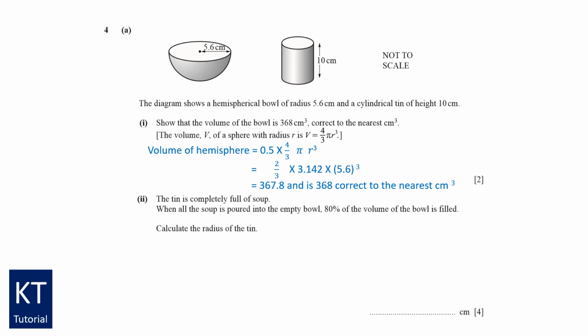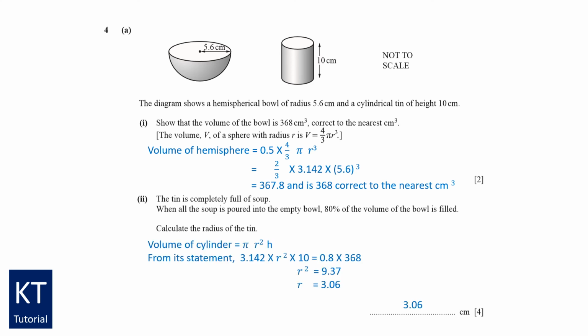Next, the tin is completely full of soup. When all the soup is poured into the empty bowl, 80% of the volume of the bowl is filled. Calculate the radius of the tin. From its statement, we need to equate the volume of the cylinder to 0.8 of the volume of the hemisphere and solve for r.